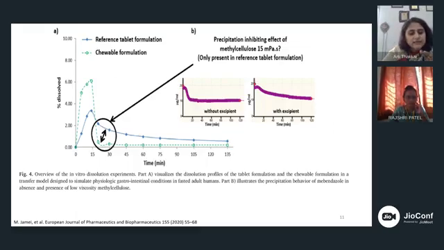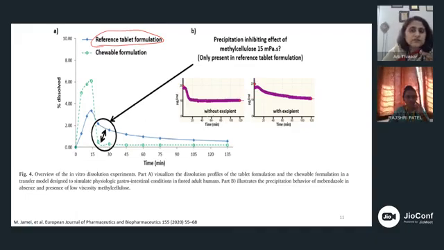And what they have done over here, so they have a reference tablet formulation. So this is reference formulation tablet, normal conventional formulation, and then they have this chewable formulation. So you can see that the percent dissolved is higher in chewable formulation, because the release would be very rate controlled.